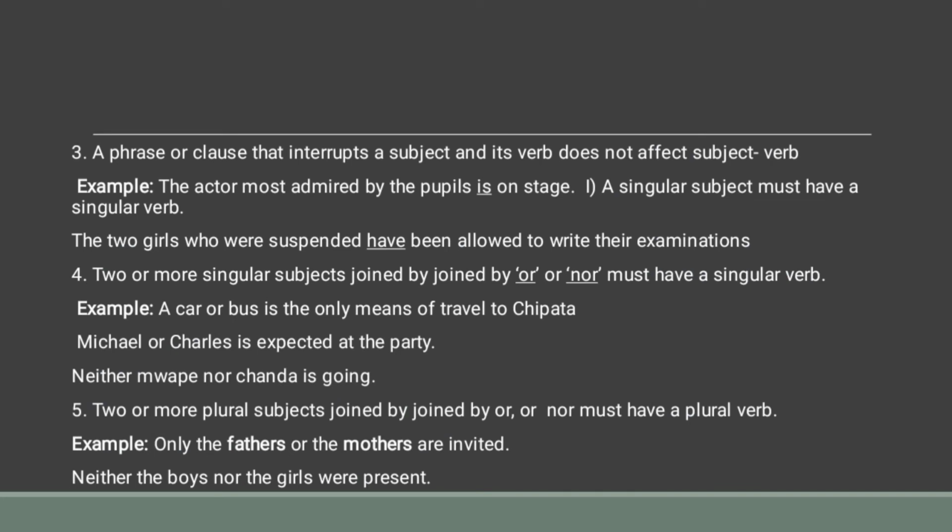Number 3. A phrase or clause that interrupts a subject and its verb does not affect the subject-verb agreement. This is very important. We have the subject and its verb, then apart from that, there is another phrase interrupting this. That's what we are saying. It does not affect the what?